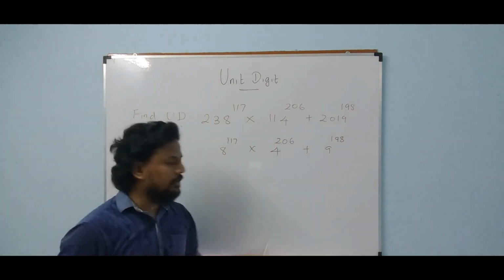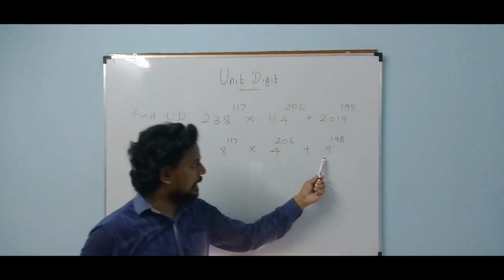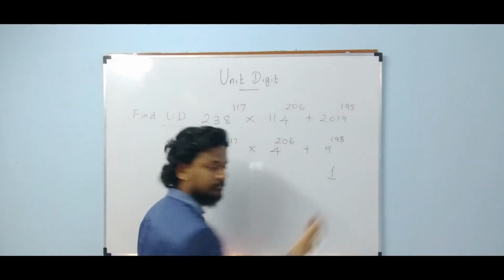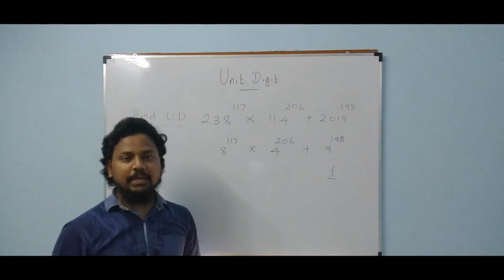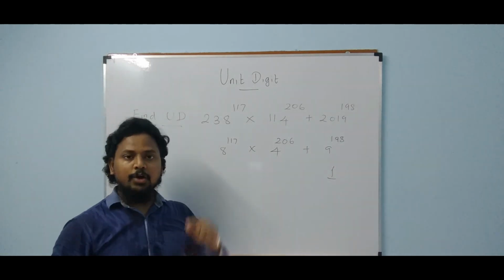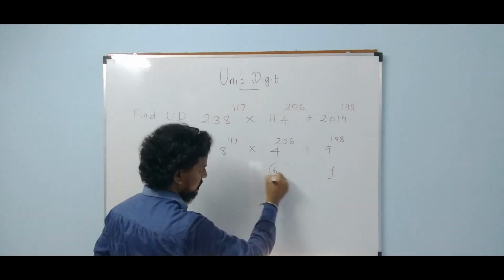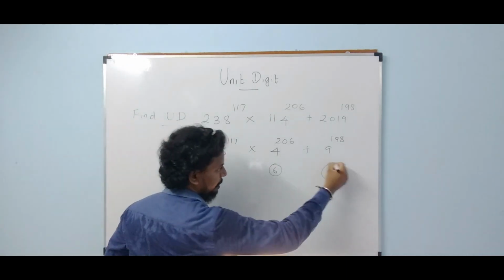For 4 and 9, it is easy to apply a cycle. 9 to an even power, so the answer is 1. 4 to an even power. What is the cycle for 4? 4 to an odd power is 4, 4 to an even power is 6. So it is 6, and it is 1.